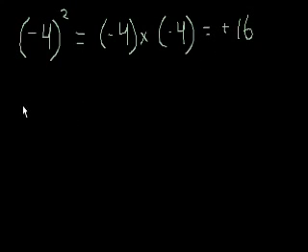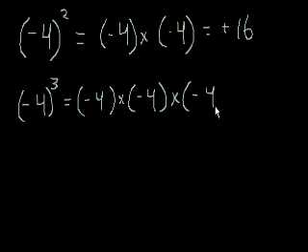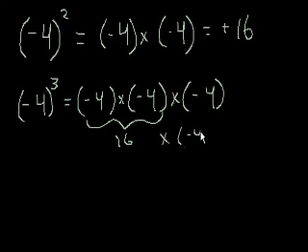If I were to ask you what negative 4 to the third power is, well, that equals negative 4 times negative 4 times negative 4. We already know that negative 4 times negative 4 equals positive 16, and then we multiply that times negative 4. And then that equals minus 64.